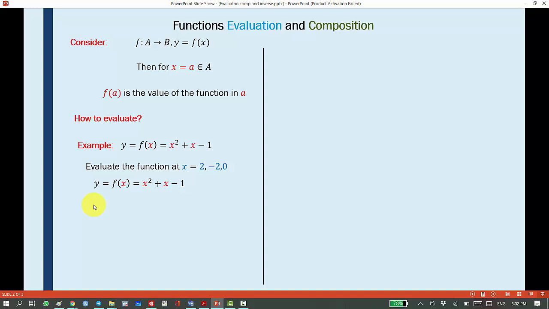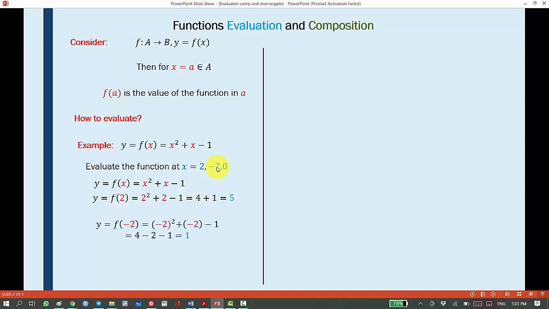Let's start with 2. If x is 2, that means we substitute x with 2 anywhere we have x. f of x is equal to x squared plus x minus 1. Therefore, f of 2 is 2 squared plus 2 minus 1. 2 squared is 4. 2 minus 1 is 1. 4 plus 1 is 5. Therefore, the value of the function when x is equal to 2 is 5.